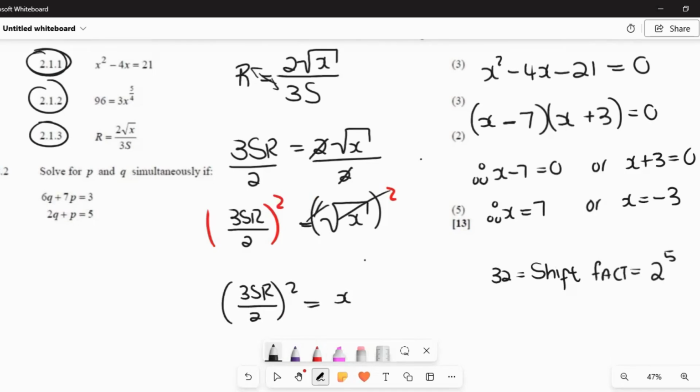So this is what I mean by making x the subject of the formula: making everything equal to x, leaving x alone. That's what I mean. And that is all.